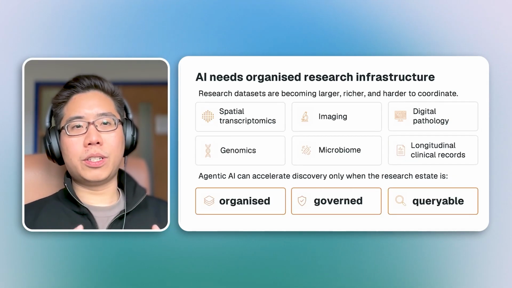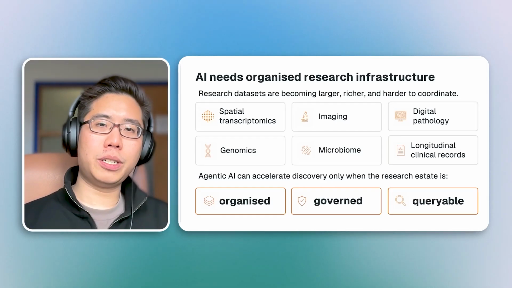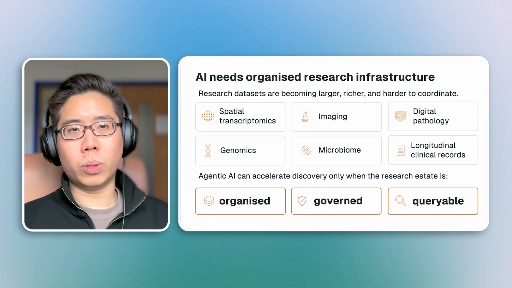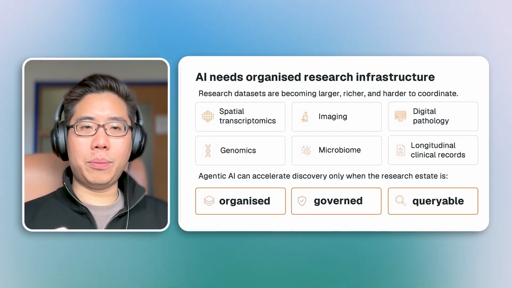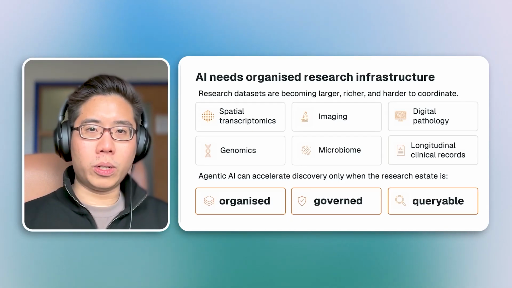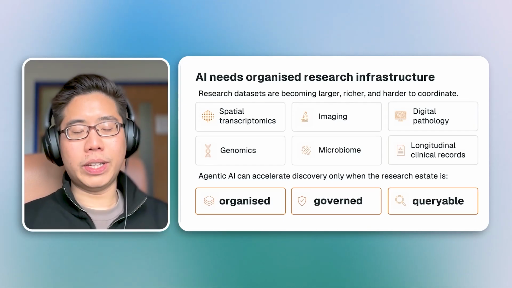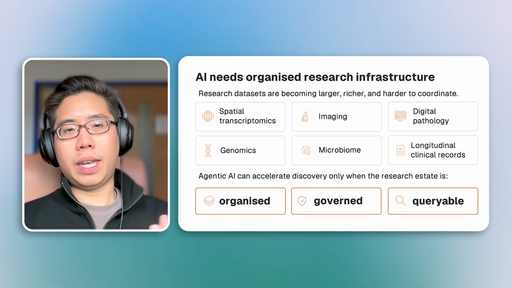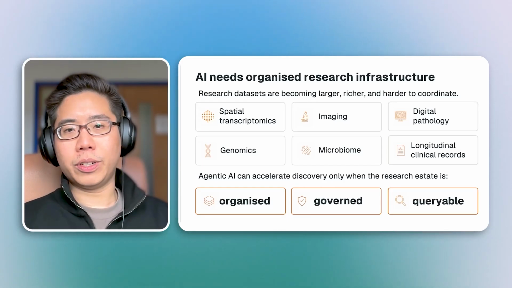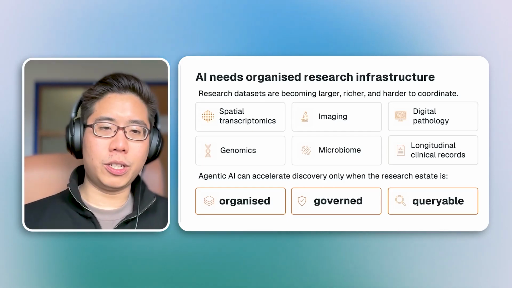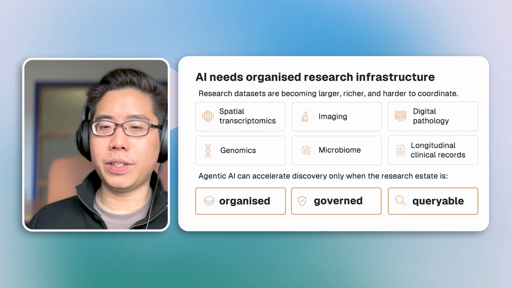And the central point of this talk is that we are observing that research data sets are becoming larger, richer, and harder to coordinate. And we think that AI needs organized research infrastructure in order to unlock the potential of agentic AI here. Agentic AI can accelerate discovery only when the research estate is organized, governed, and queryable.